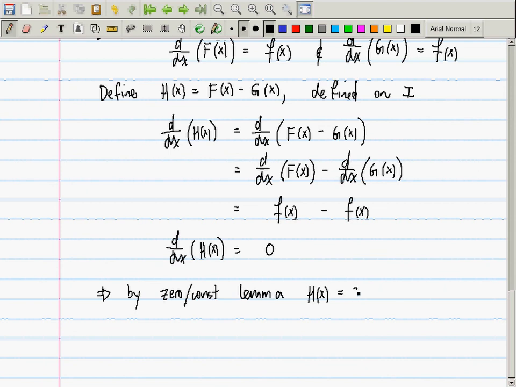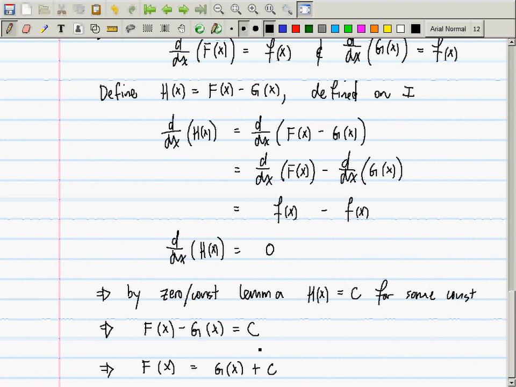H of x is equal to C for some constant. So then what that's saying is that big F of x minus big G of x is a constant, which is saying that big F is big G plus a constant. So that's good, because what that is telling us is that we first had the realization that there are infinitely many antiderivatives of a function, right? Because I gave you the example of x squared. The derivative of x squared is 2x, and the derivative of x squared plus any constant is also 2x. So there's infinitely many things whose derivative is 2x, but all of them look like x squared plus c. There are no others. Okay, so there's a lot of them, but all of them differ by a constant.